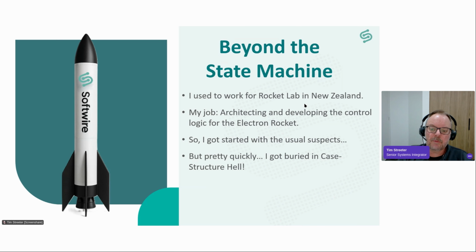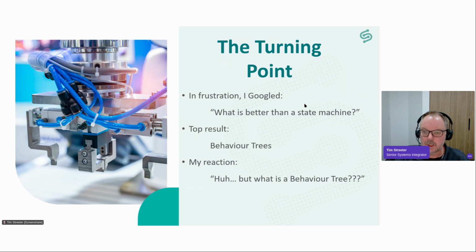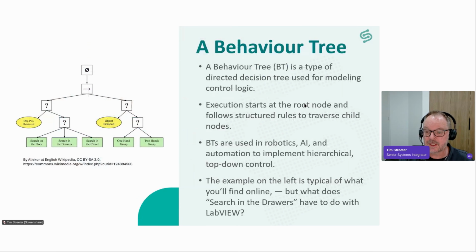But there were other bits and pieces I was developing as well. I started developing the control logic, and I got buried in case structures, implementing the typical LabVIEW state machine. So in frustration, I Googled what is better than a state machine, and the top result was behavior trees. Okay, but what is a behavior tree? I found out that a behavior tree is a type of directed decision tree used for modeling control logic.